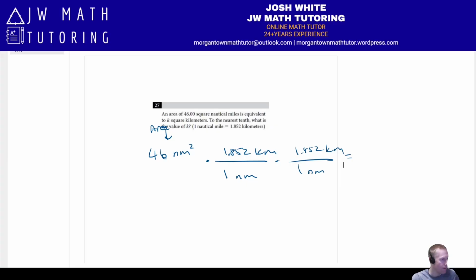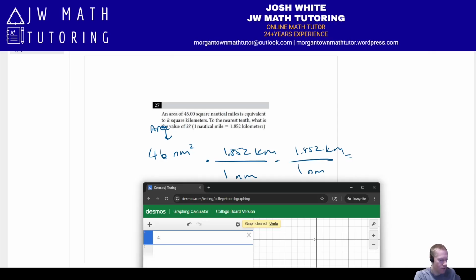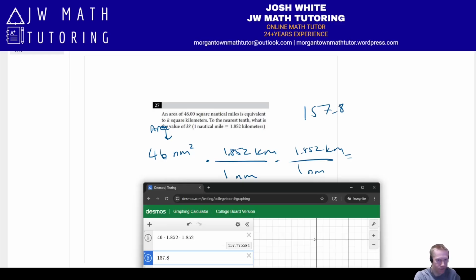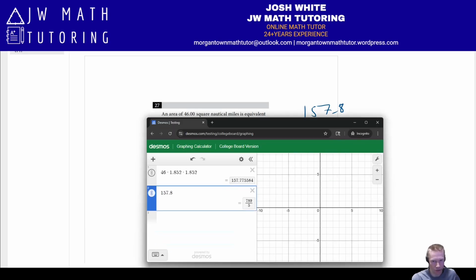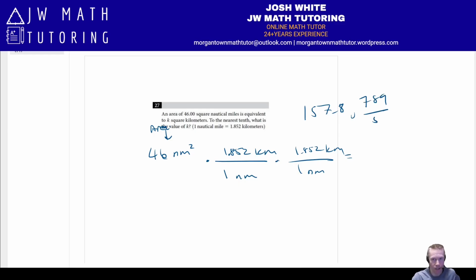So then you can just go into Desmos. Just basically 46 times 1.852 times 1.852. And it says here, of course, to the nearest tenth. So this would be 157.8. Or, I don't know why you would do this, but if you convert it to a fraction, you can technically also enter in 789 over 5. I mean, I don't think anyone would consider doing that, but it is an acceptable answer that would be accepted.